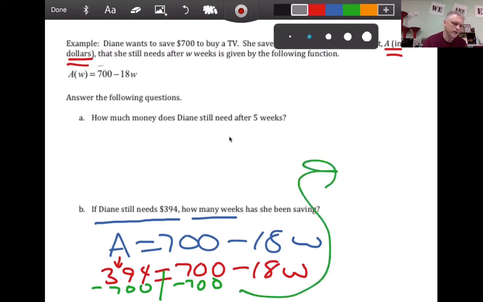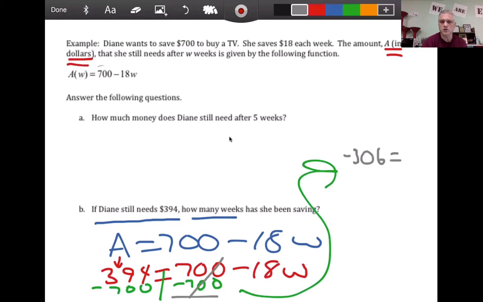So 394 minus 700 is going to give me a negative number, and that's okay. Negatives are fine. So negative, what is it, 306, I hope. Equals, and then 700 minus 700 is 0. So what did I not cancel? I did not cancel the minus 18W. So make sure that you have your negative. So minus 18W. Your last step is to cancel the negative 18. That's multiplication. Please don't add. Adding does not cancel the multiplication of the negative 18 times the W. We're going to divide by negative 18.